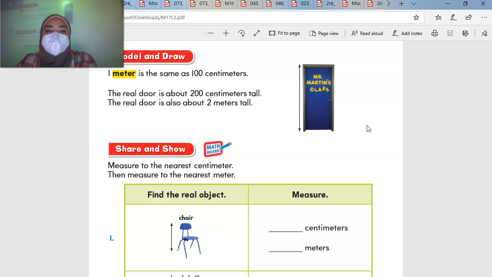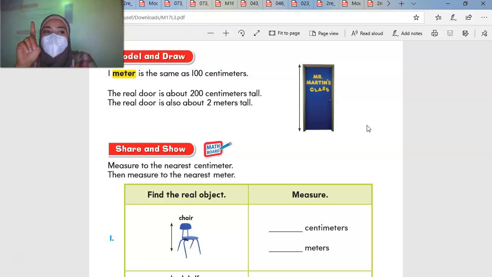So 1 meter is the same as 100 centimeters. Okay? 1 meter is the same as... 100 centimeters. Very good. 1 meter is the same as 100 centimeters. So the real door is about 200 centimeters tall. The real door is 2 meters tall.